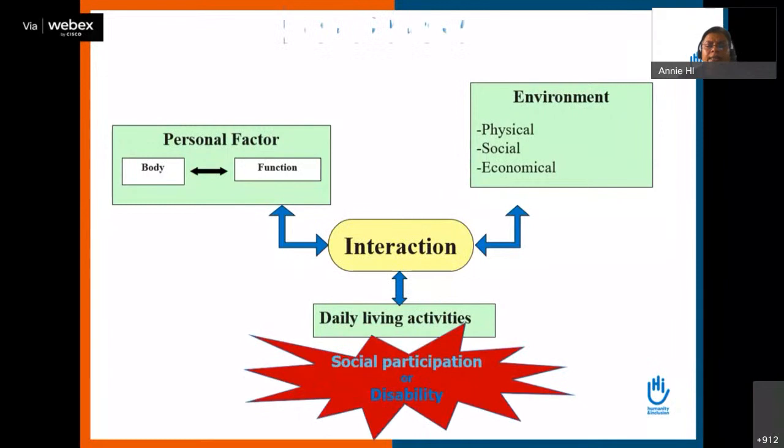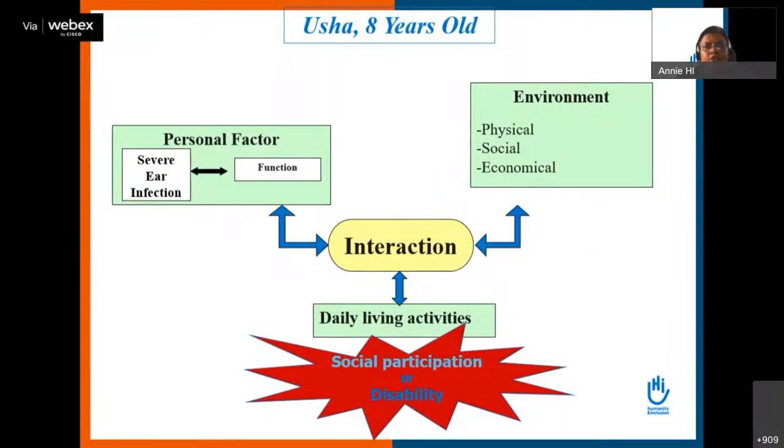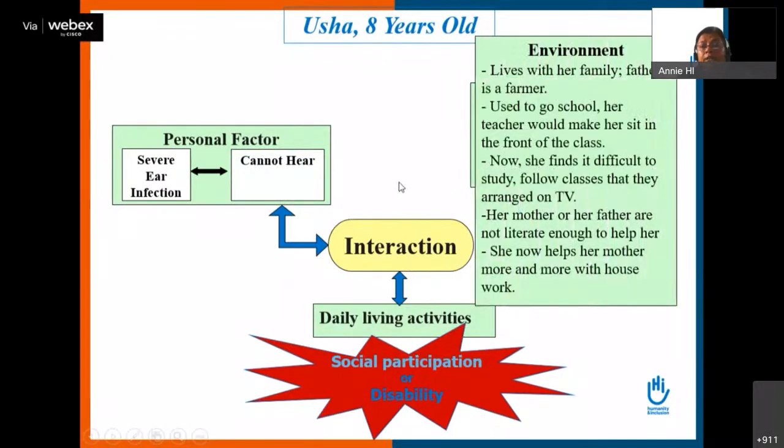So let's look at this girl, Usha. Usha is an 8-year-old girl. Now, she has an ear infection. So you can see the personal factor, she has an ear infection, and because of that, she cannot hear. And in terms of environmental factors, you see that she's living with her family. Her father is a farmer.